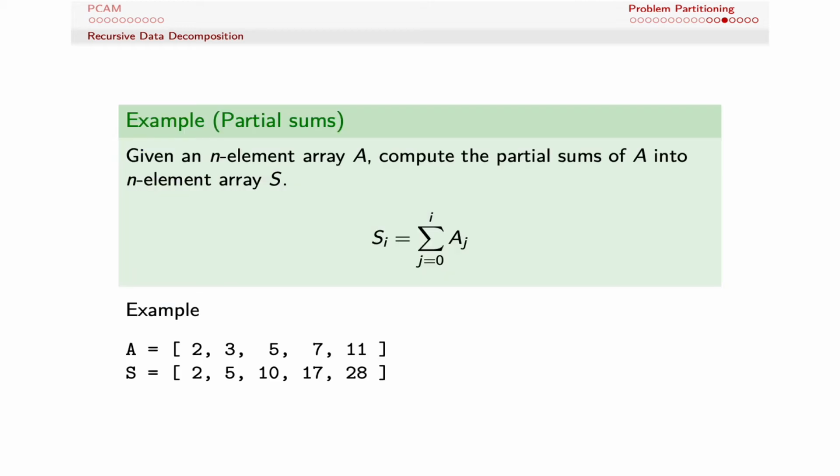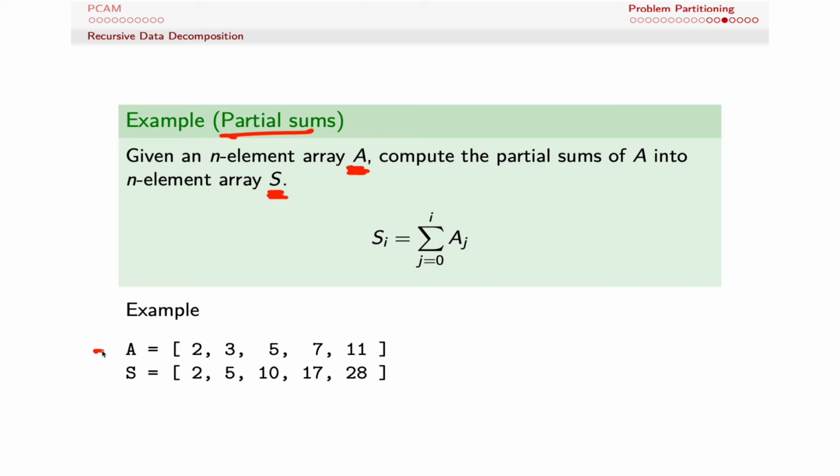The particular example we're going to look at is called the calculation of partial sums, and this is the definition of it. We're going to start out with an n-element array A, and we're going to compute the partial sums of A into an n-element array called S. Now, a partial sum is basically tallying up consecutive values of array A and summing those values and storing the results in array S. So here's a little simple example.